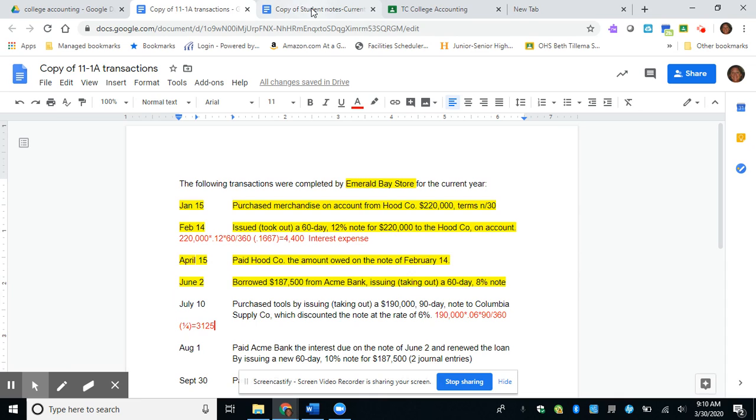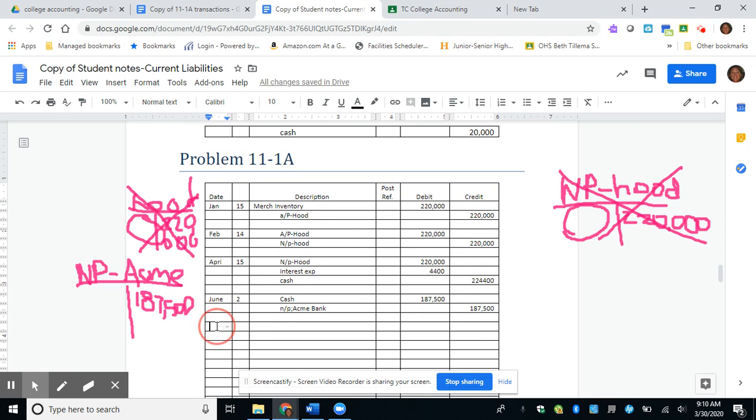So I'm not getting cash by taking out this note. I'm getting tools instead. So I'm going to go back here. And the date was July 10th. And the asset that I got was tools, but I didn't get the full 190,000. I got 187,150 because I have to subtract the interest out right away. The note that I owe is for 190,000, but at the end of the note, I won't have to do any calculations. Notes payable, and this is to Columbia.